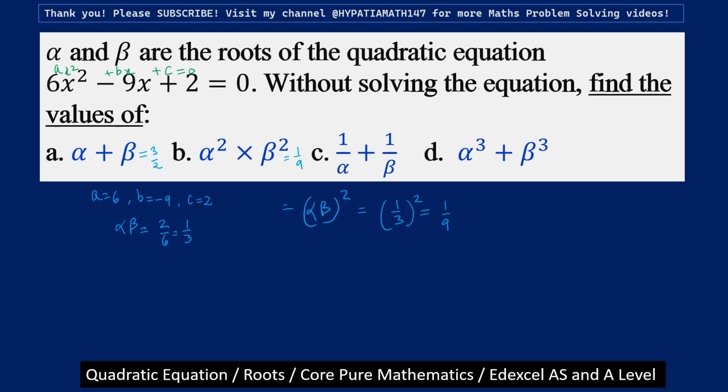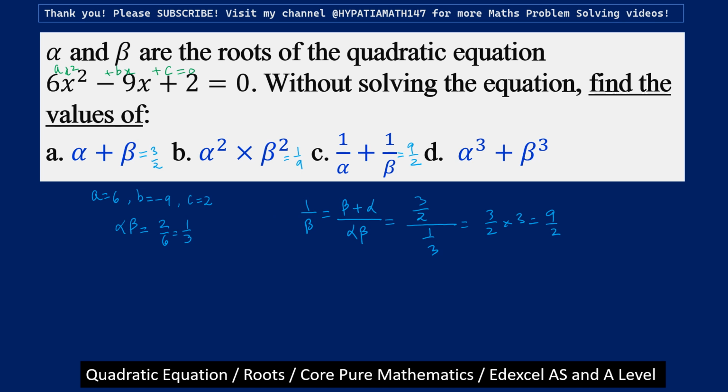So the next one, 1 out of alpha plus 1 out of beta equals beta plus alpha, sorry, I should write beta plus alpha divided by alpha beta. So beta plus alpha is the sum of the roots, alpha plus beta. That would be 3 out of 2 divided by, no, sorry, 1 out of 3. 1 out of 9 is the square of alpha beta. So then 3 out of 2 divided by 1 out of 3 is 3 out of 2 times 3, that is equal to 9 out of 2. So that would be equal to 9 out of 2.